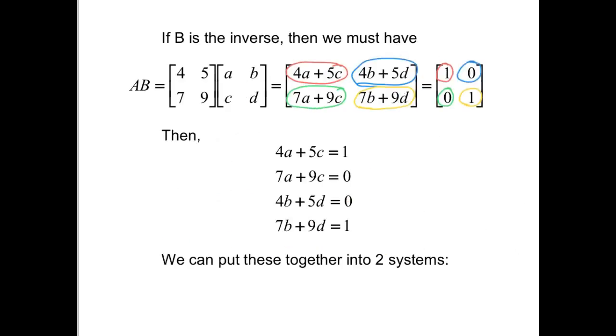Now when we have two matrices that are equal, that means the corresponding entries would be equal. So that gives me 4a plus 5c equals 1, 7a plus 9c equals 0, 4b plus 5d equals 0, and 7b plus 9d equals 1. Now if you notice, these two equations have a and c in them, and these two equations have b and d. So I'm going to take these two equations and put them together in a system, and I'm going to put these two together in a system.